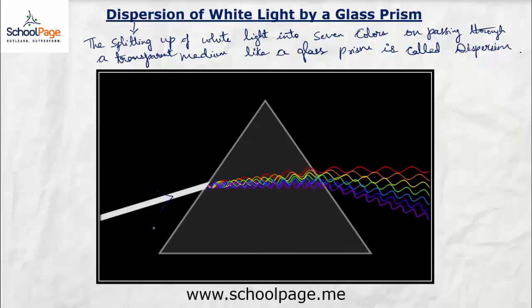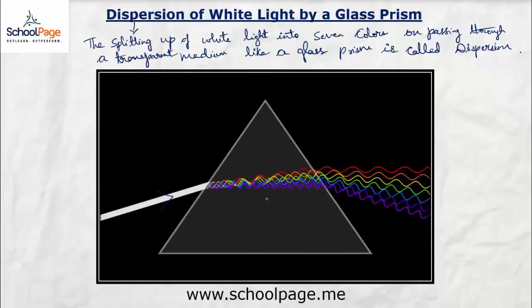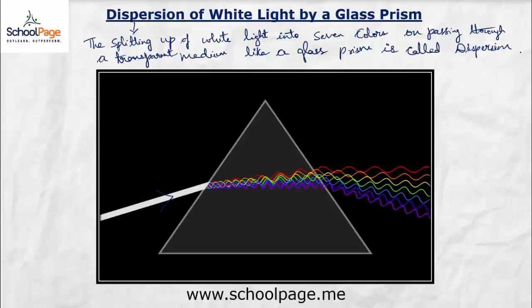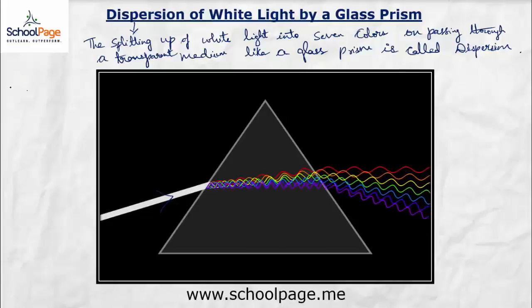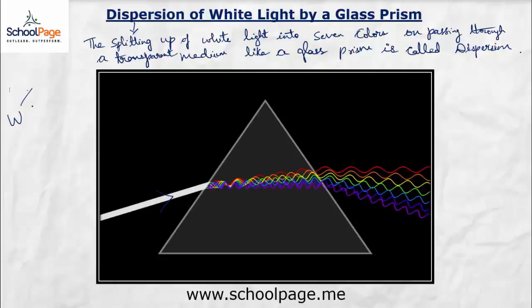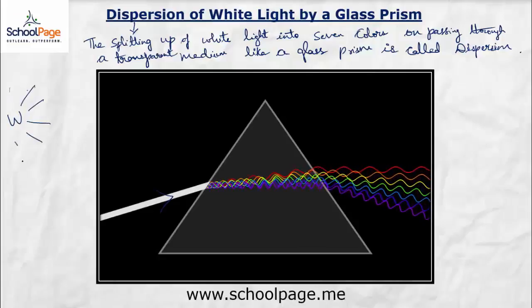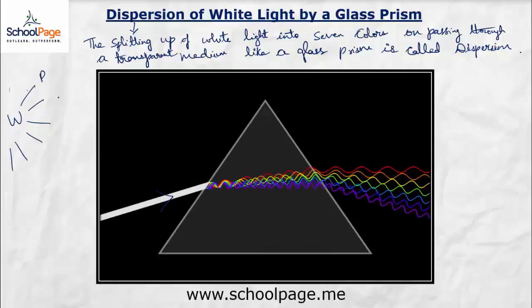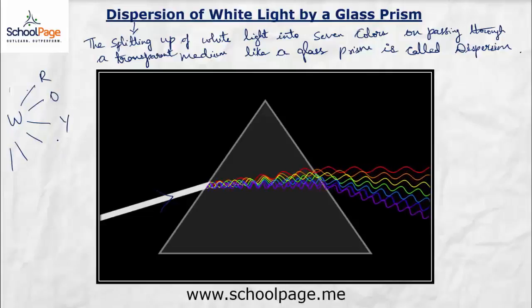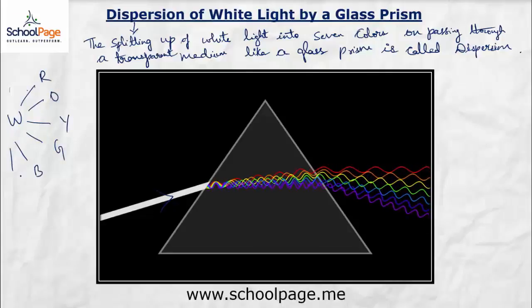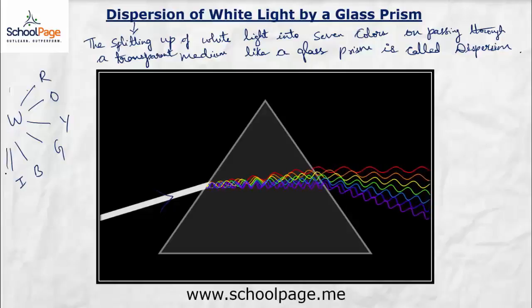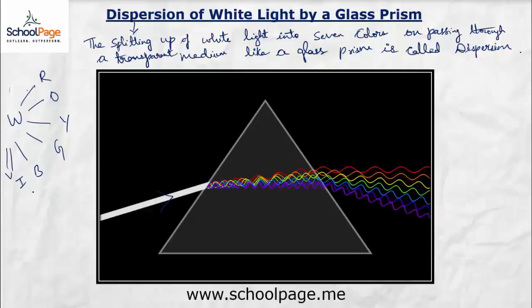When a beam of white light is passed through the prism, the white light splits to form a band of 7 colors. So white light splits into 7 different colors. They are red, orange, yellow, green, blue, indigo and violet. So these are the 7 colors of the spectrum.